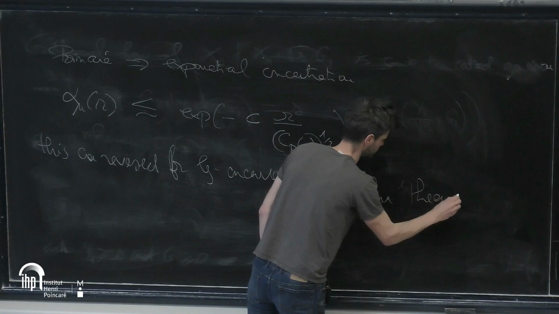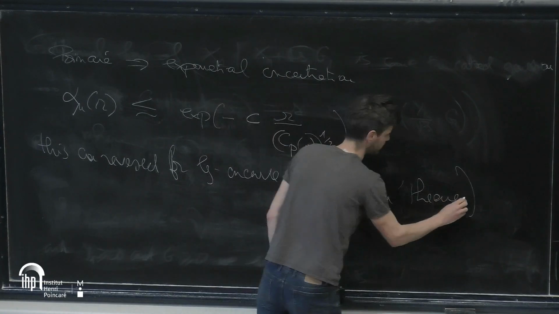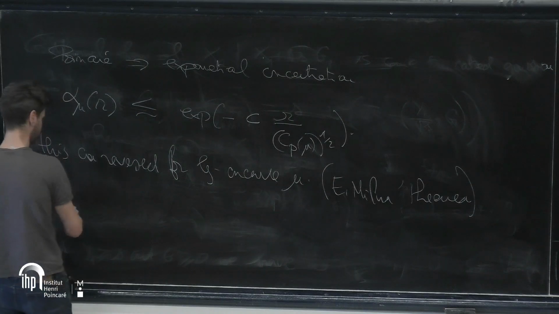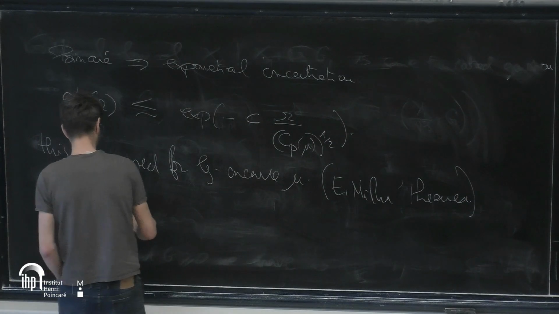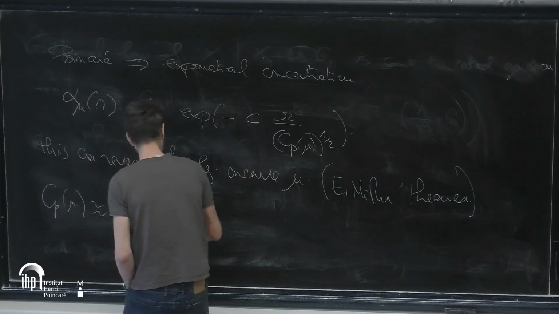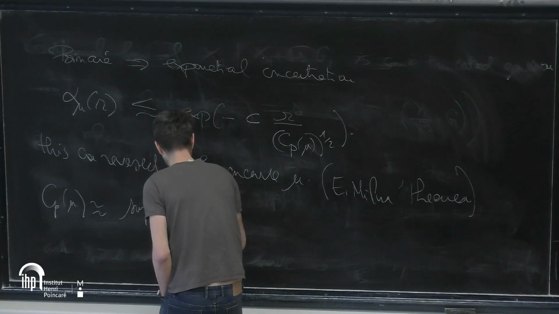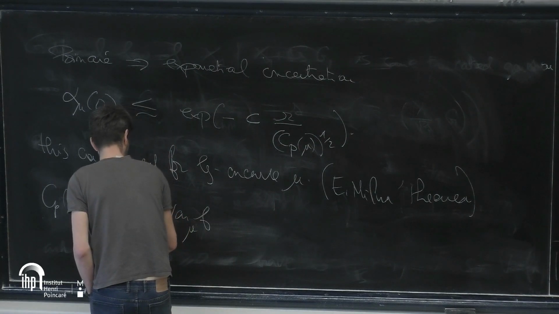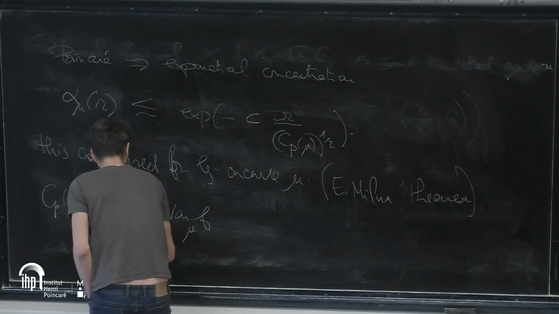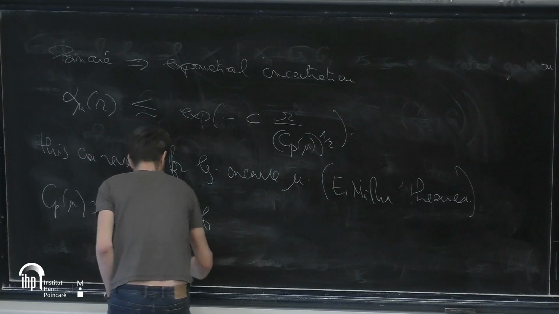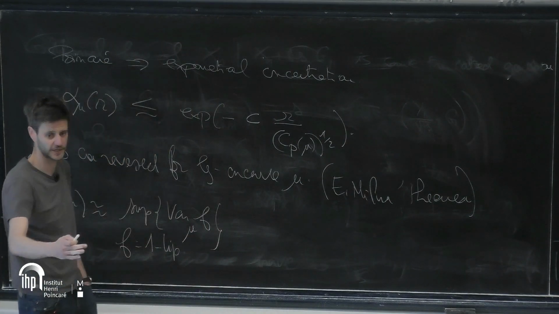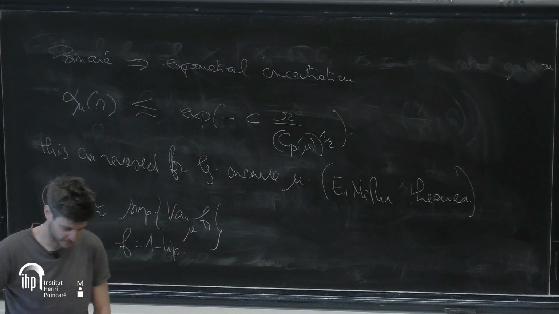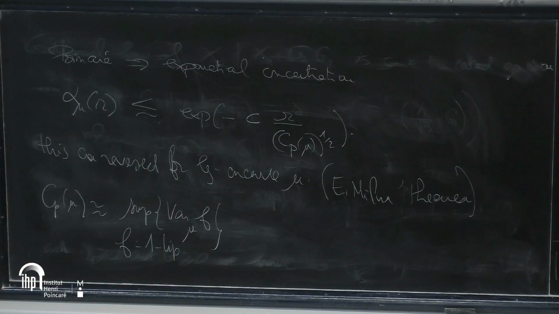Let me just say one more word. This is because, recall that the Poincaré constant of mu is more or less the largest variance of a one-Lipschitz function, because you can replace the L2 norm of the gradient by the L infinity norm, and you just pay a universal constant.